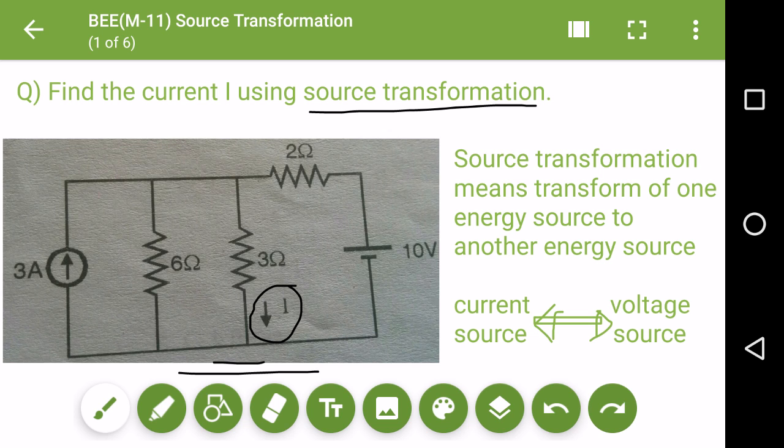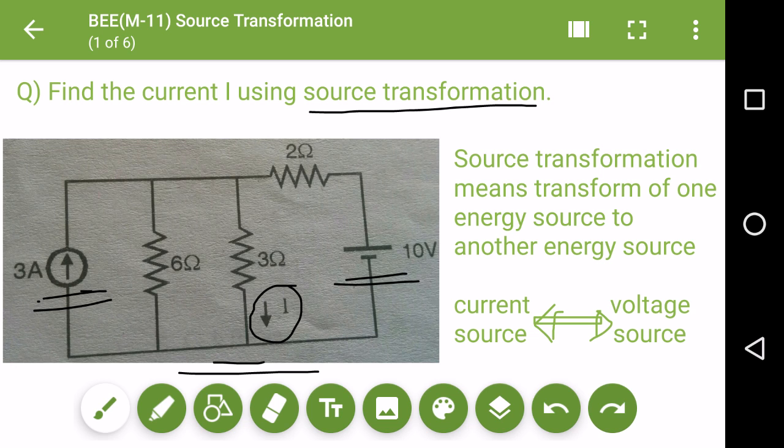So what is the source transformation technique? The simple meaning of source transformation is transforming one energy source into another energy source. So let's check this circuit. We have a current energy source and a voltage source, which is another energy source.